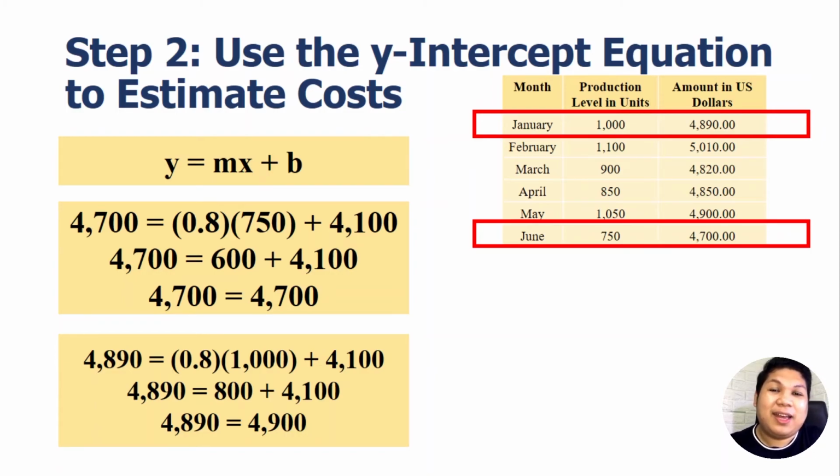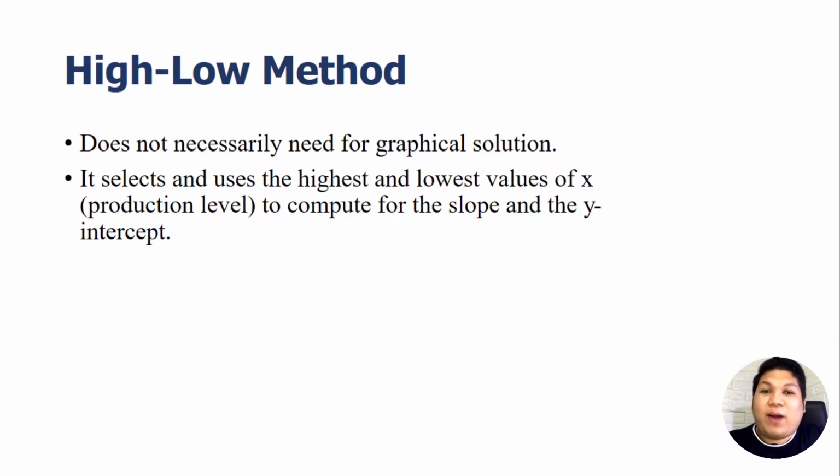Okay, and that method is the high-low method. The high-low method does not necessarily need a graphical solution. When using this method, you're not going to draw a graph. You can draw a graph for more accuracy, but it is not needed under the high-low method. It uses the highest and lowest values of x, the production levels, to compute the slope and the y-intercept. So again, our basis in the high-low method is the highest and the lowest x values, which in this case is the production level.